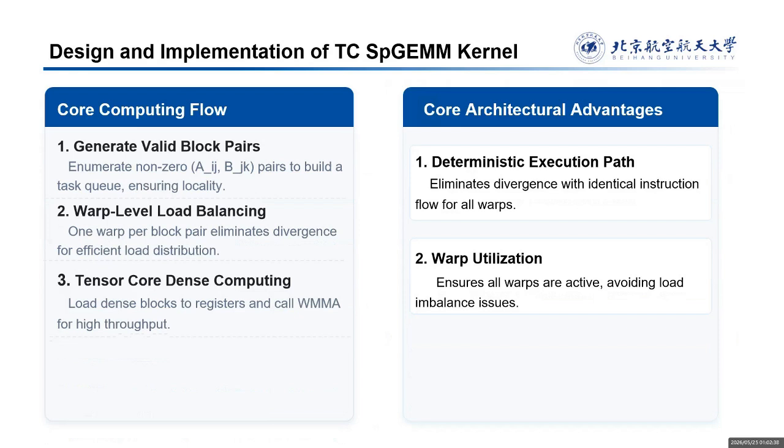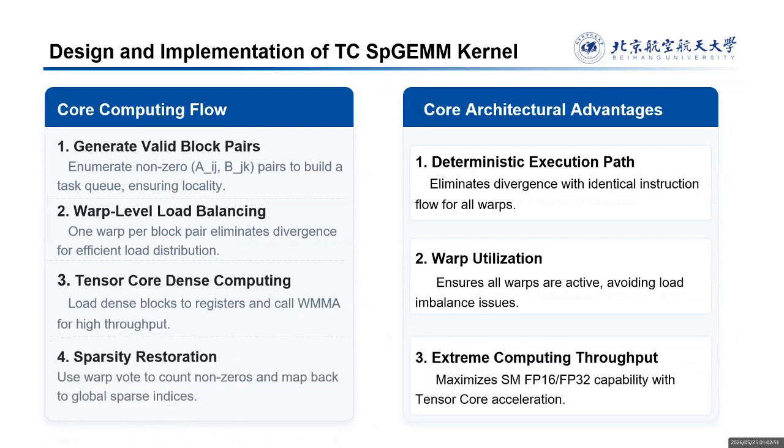Third, we use tensor cores for dense block computation. Each warp loads dense blocks into WMMA fragments and performs block multiplication. Fourth, we restore sparsity. Tensor cores produce dense local output blocks, but the final matrix C should be sparse. So we identify non-zero results and map them back to global sparse index. In this way, we transform irregular sparse computation into regular block pair computation. This improves warp utilization and allows tensor cores to be used more effectively.